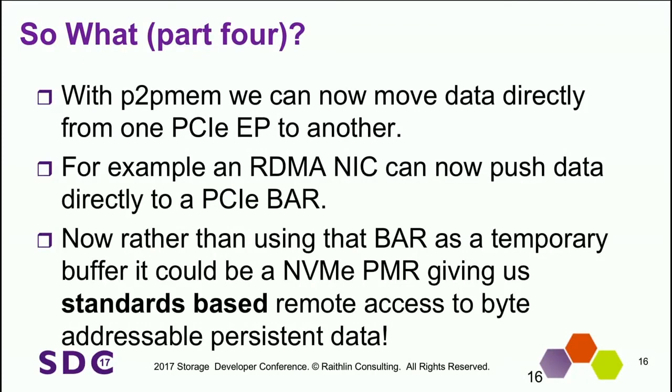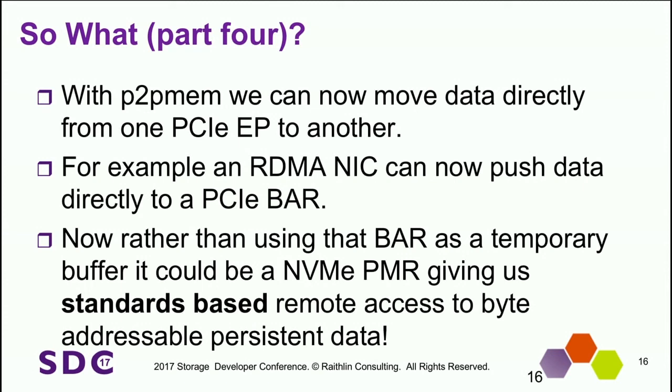So that was all, to be honest, very exciting, but this is the one that really gets me excited. If you look at all the pieces now, we have RDMA, which gives me low latency, CPU-offloaded, remote connection to stuff. I have a standard way of exposing a BAR and a persistent BAR on the PCIe bus now with NVMe. NVMe PMRs mean that, with multiple vendors working to the same spec, I can go out and buy devices that expose persistent memory that isn't block-based; it's byte addressable, it's I/O memory.